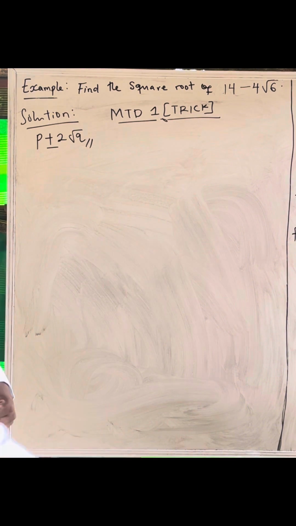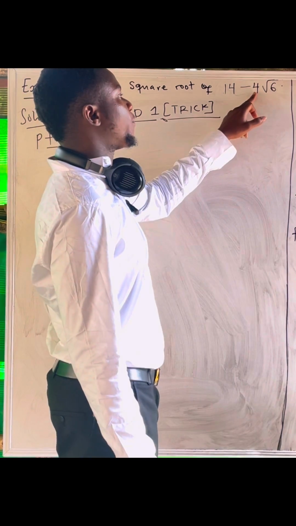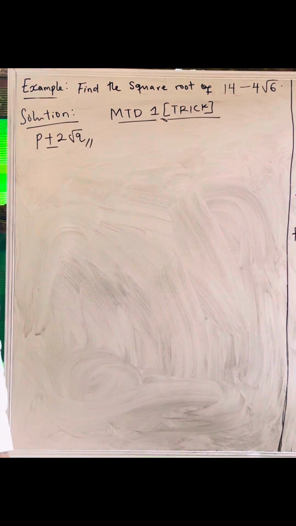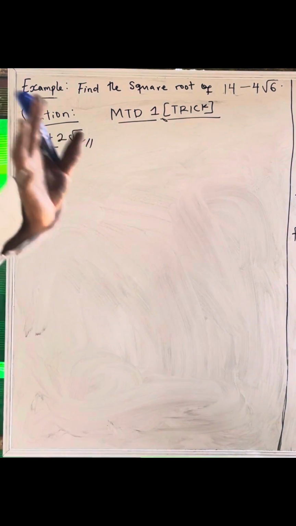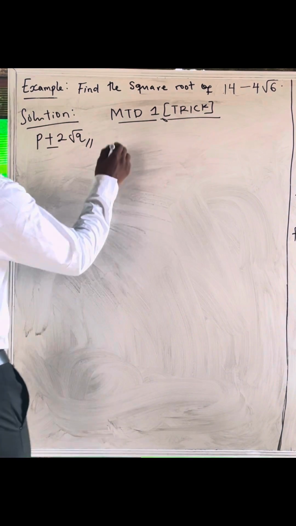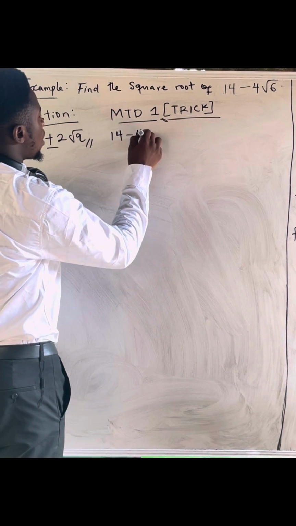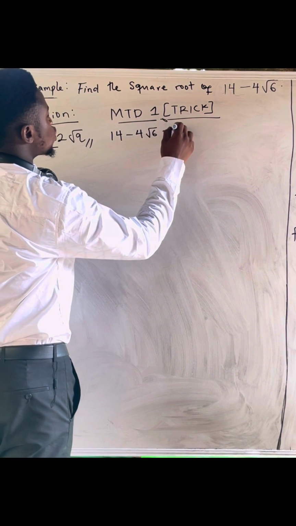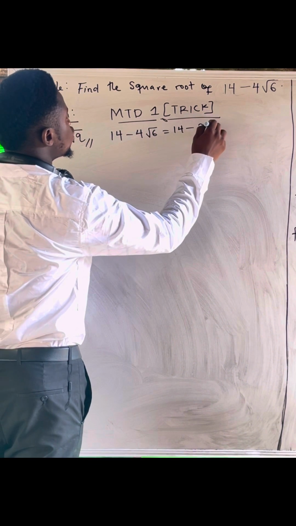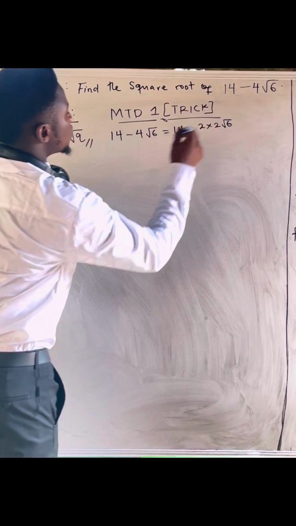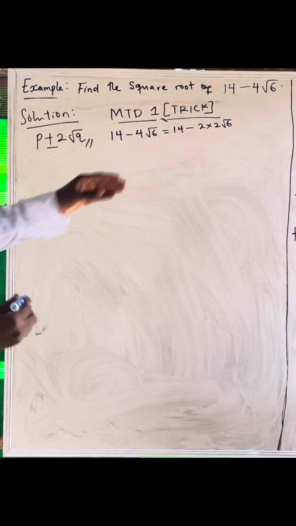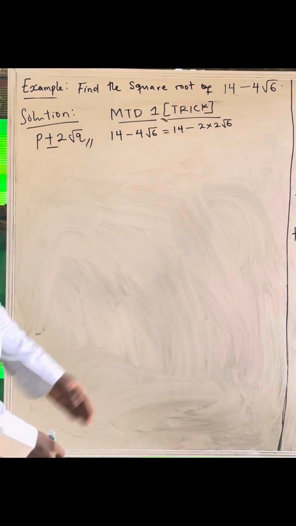This question that we have here is actually in the form of p minus 4 root q. So this simply means that I have to find a way to firstly convert this form of 4 root 6 back to what? 2 root q. How am I going to do that? This is it. I will just say 14 minus 4 root 6 is equals to 14 minus 2 times 2 root 6. Do you agree with me, guys? You know 2 times 2 is still 4, right?